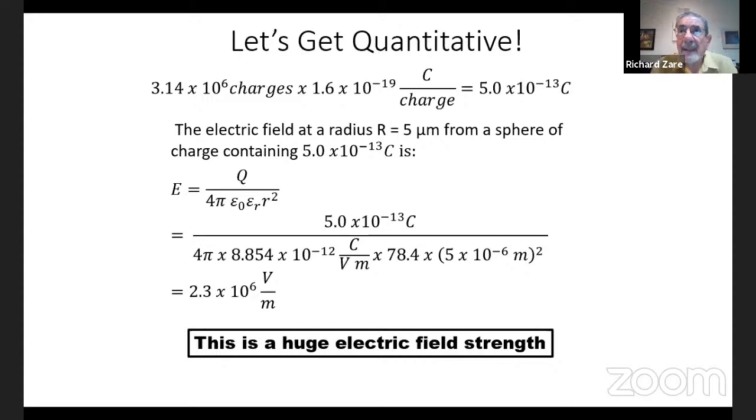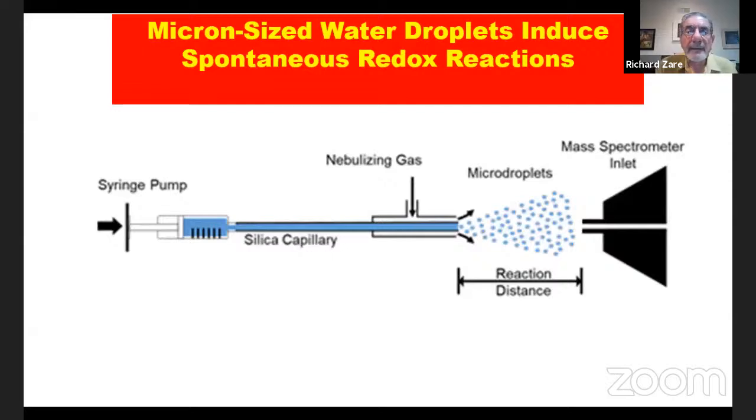And many interfaces have electric fields. People in biology, biochemistry get involved in this all the time. But I'm telling you, droplets are going to be the same way. And now I want to show you some effects of what is happening.